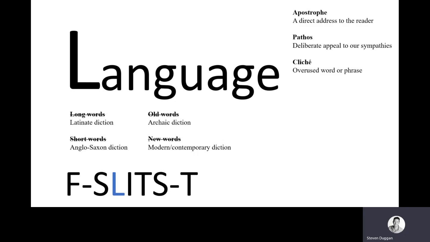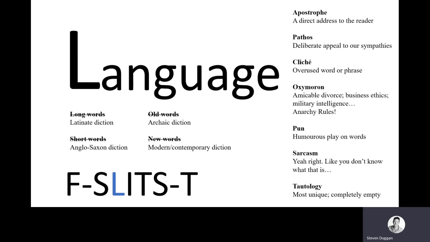Well, one of them is the apostrophe. And apostrophe here isn't that piece of punctuation which is continually misused in shop signs. Here an apostrophe is a direct address by the poet or the writer to the reader. So when the poet is directly talking to someone or talking to you, that's an apostrophe. Pathos is when the poet or the writer is trying to appeal to your sympathies, trying to make you feel sorry either for themselves or for a character within the piece of writing. Cliche, again, you're already very familiar with.